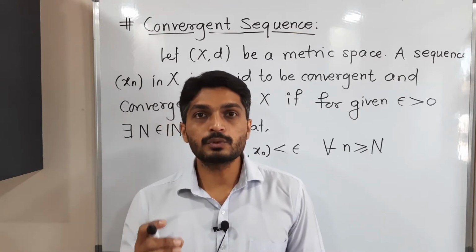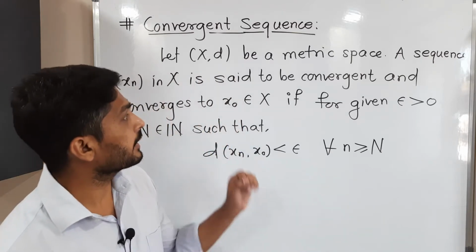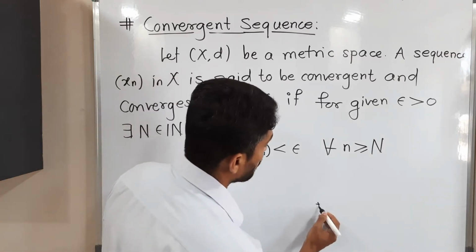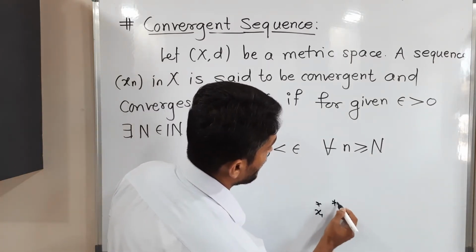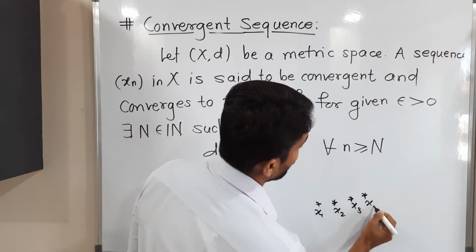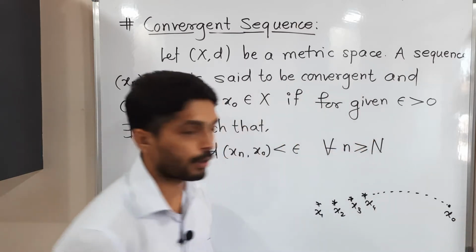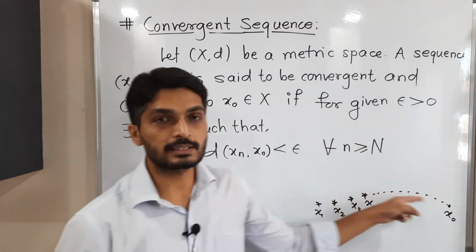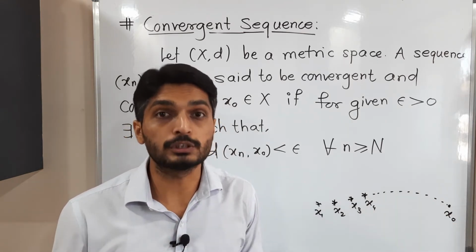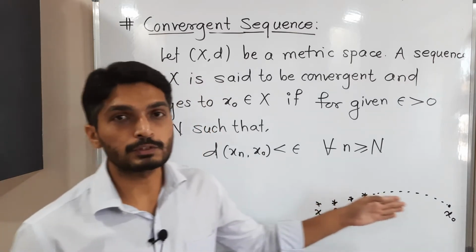Suppose (X, d) is a metric space and Xn is a sequence, and the sequence Xn converges to X0. That means if I draw a diagram, it will be like this. X1, X2, these are points of the sequence, X3, X4, all these points are moving towards a single point X0. Getting it? Then we say the sequence Xn converges to X0. Convergence means those points are approaching, moving towards X0. So then we say the sequence converges to X0.